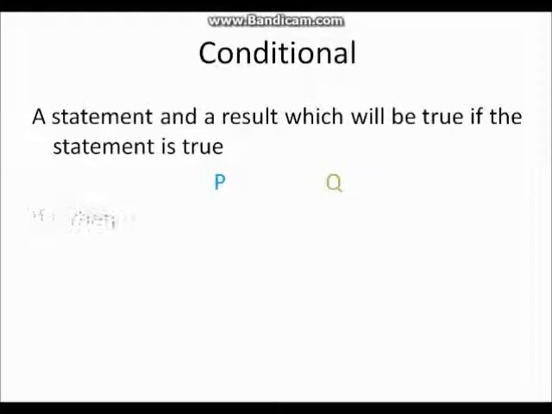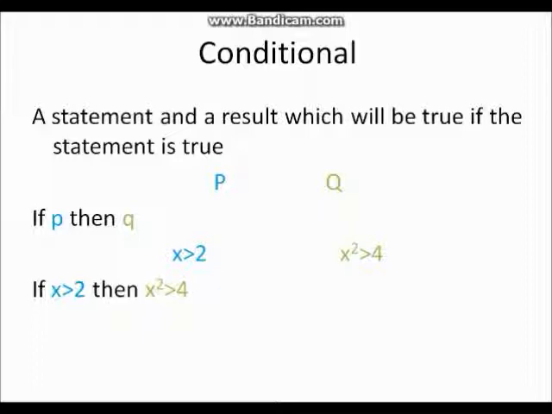A conditional takes the form if P, then Q. An example: our statement is x is greater than 2. Our result, x squared, is greater than 4. Our conditional: if x is greater than 2, then x squared is greater than 4. If we are given that x equals 7, then, because 7 is greater than 2, we know that 7 squared is greater than 4.